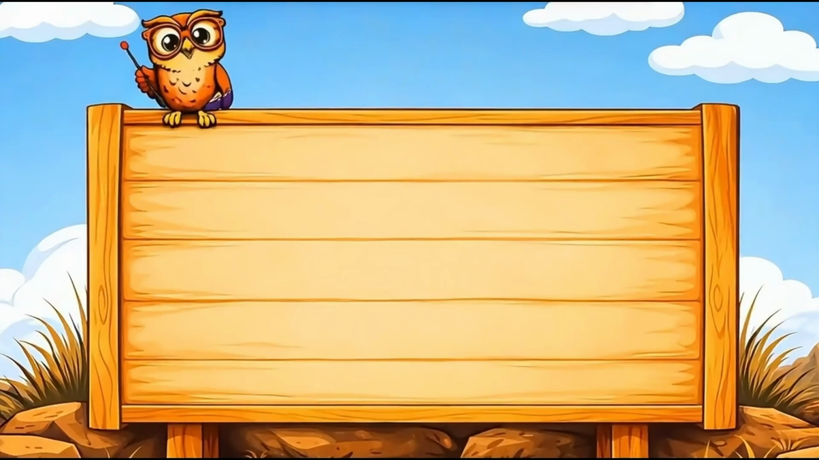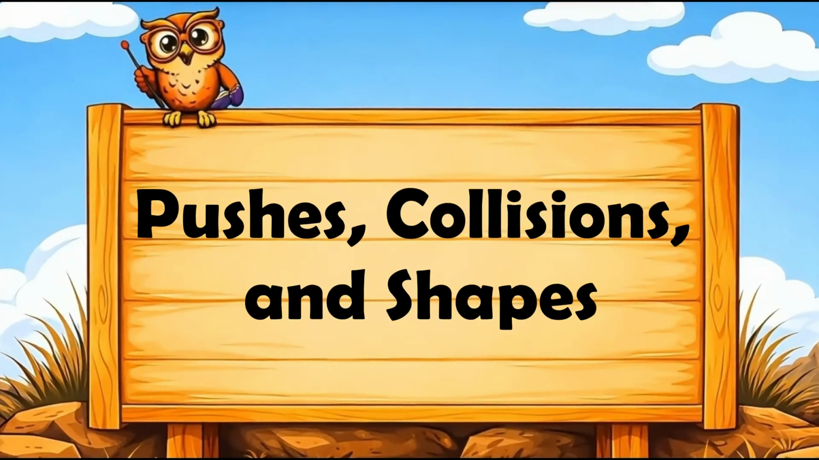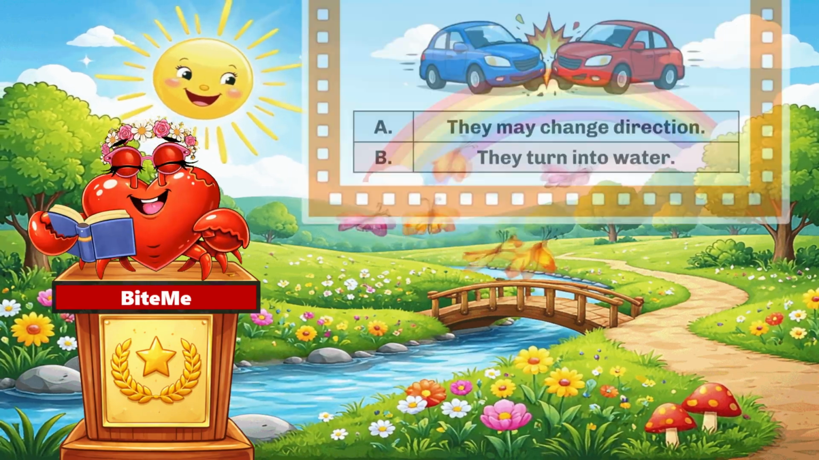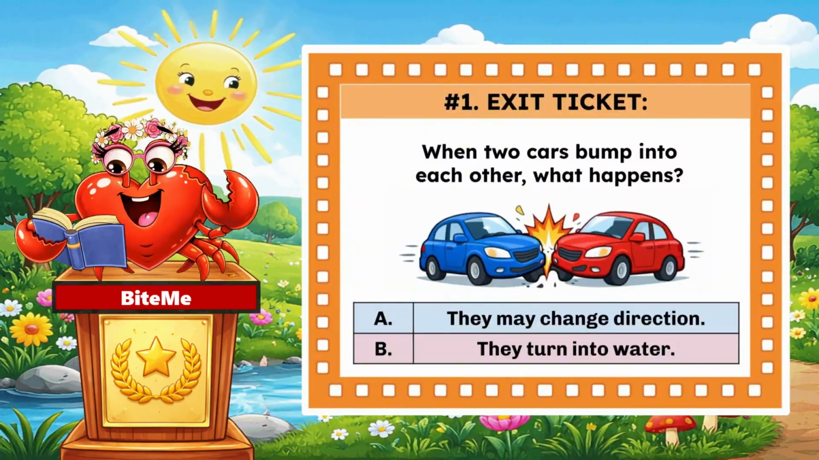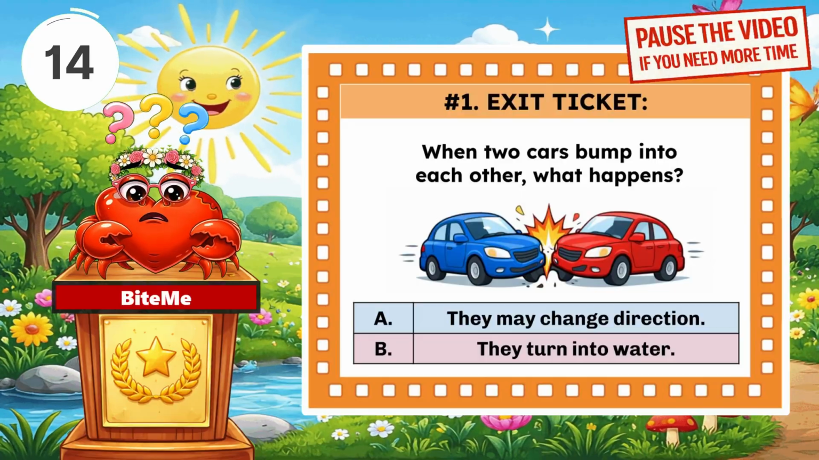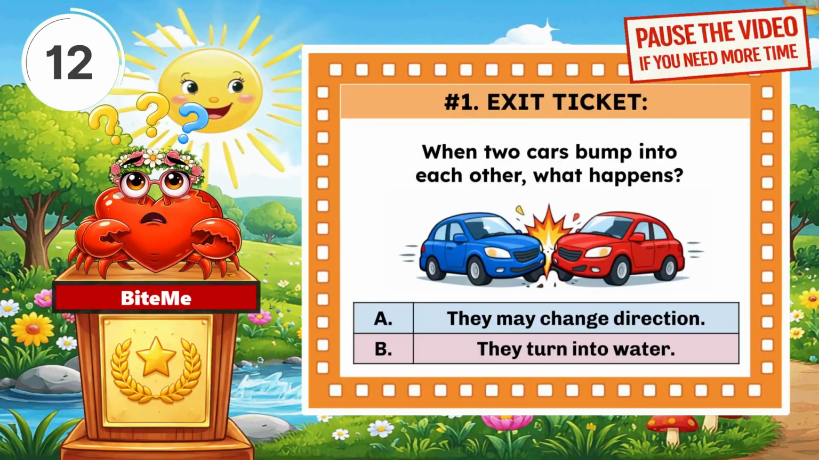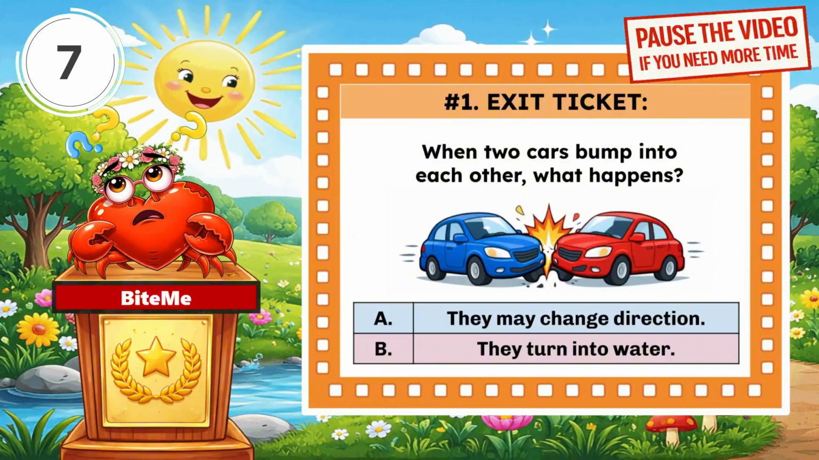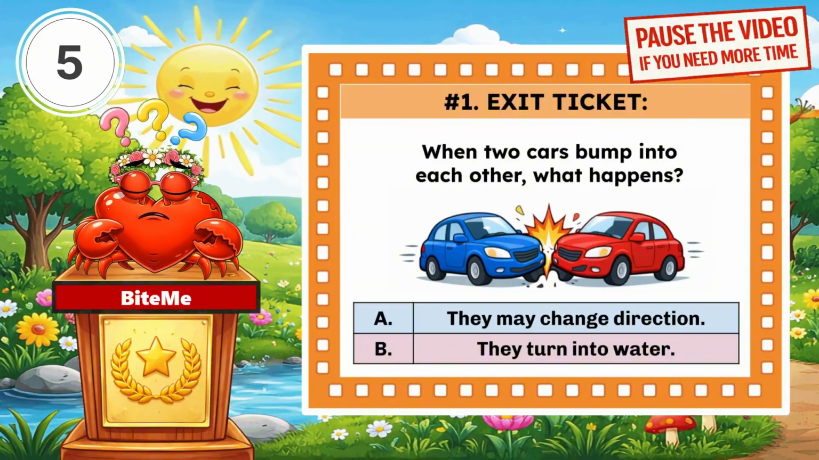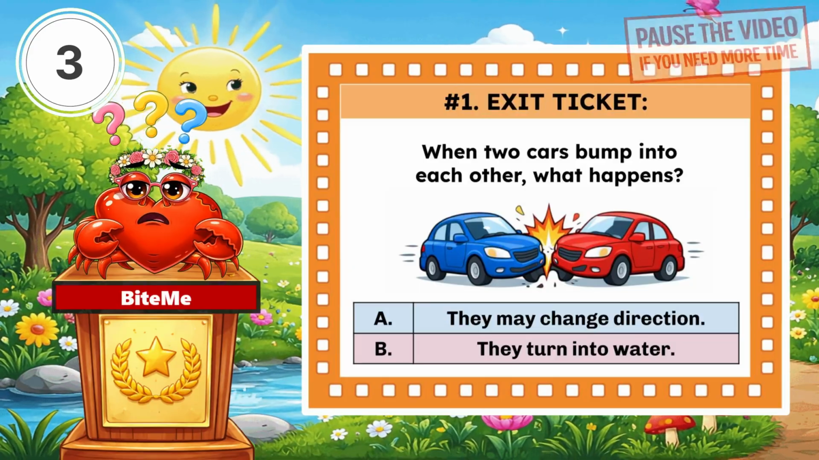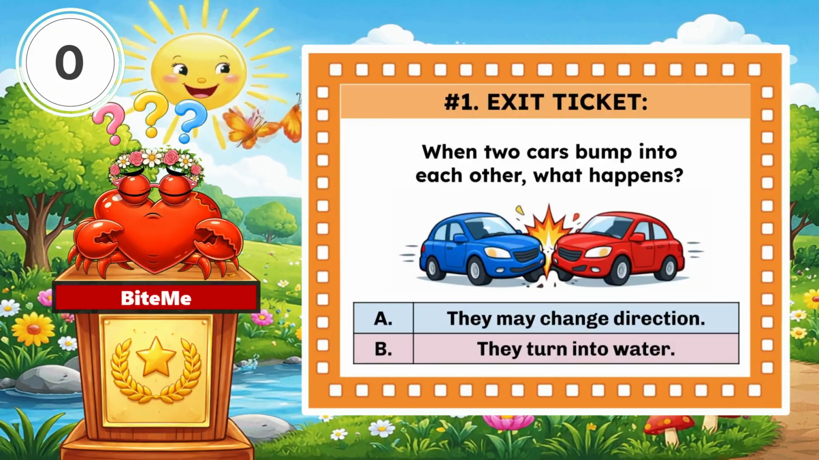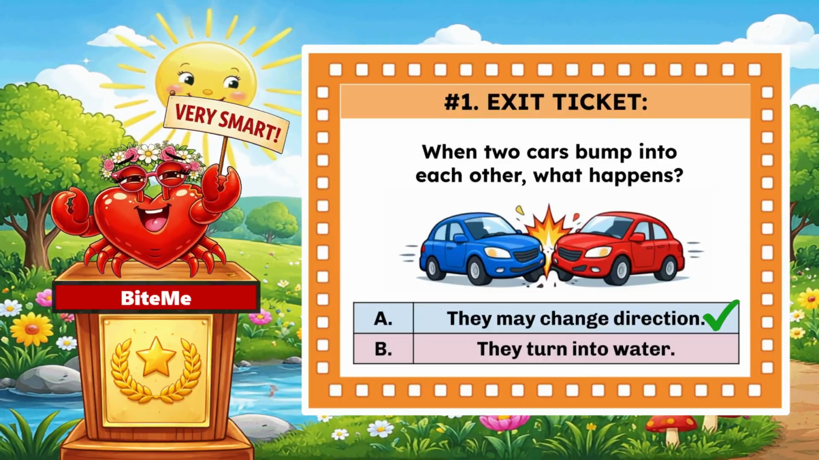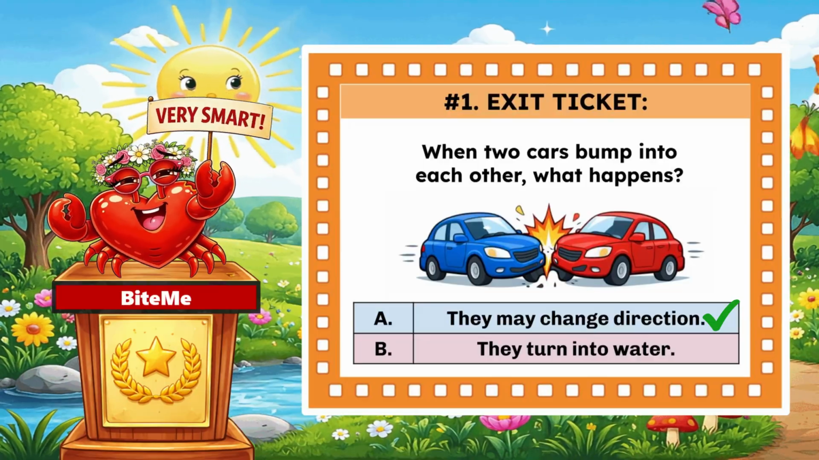Our lesson for today is about pushes, collisions, and shapes. Let's begin. When two cars bump into each other, what happens? And the correct answer is letter A, they may change direction.